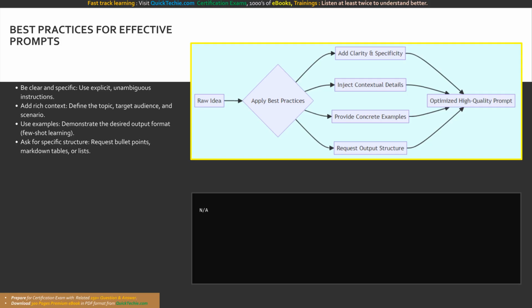Second, you must actively add context. Context anchors the model's probabilistic engine. You should explicitly mention the broader topic, the specific target audience, or the exact format you desire.